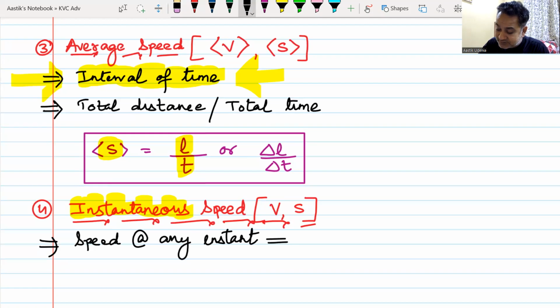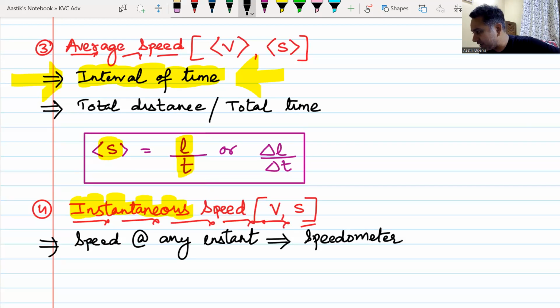Now, how do you find out this instantaneous speed if you are moving on a bike or a car? Which device helps you in finding out your instantaneous speed? A device known as speedometer. Have you seen this speedometer? Yes, sir. On your bike, you have a speedometer which keeps on flickering from here to here. That speedometer tells us the speed.